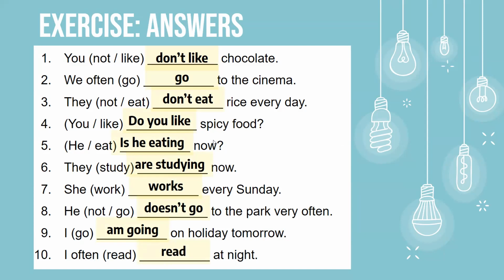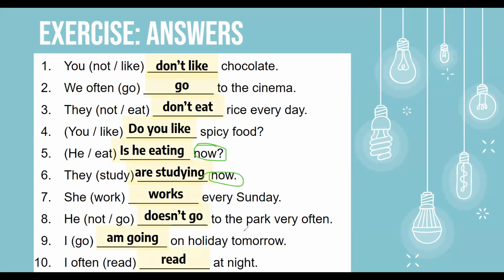Okay, so we have only 3 sentences in the present continuous because we're talking about things that are happening at the moment or things for the future with a time reference.